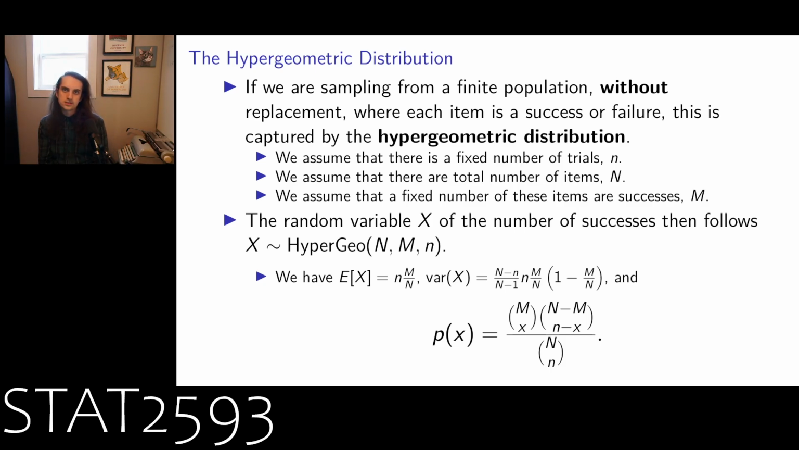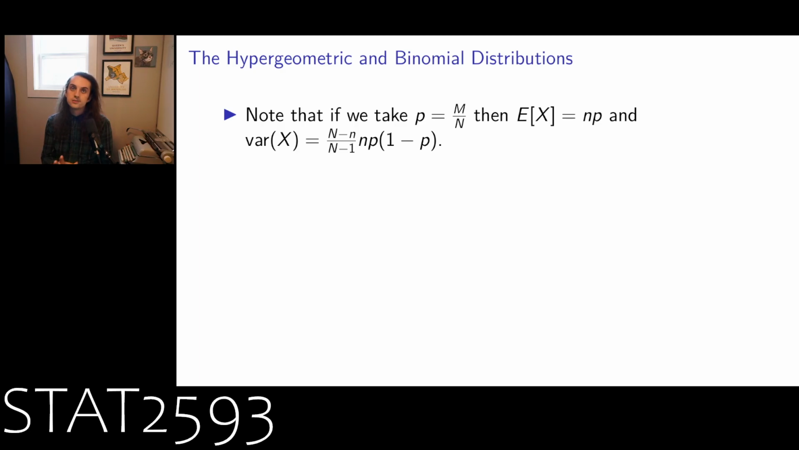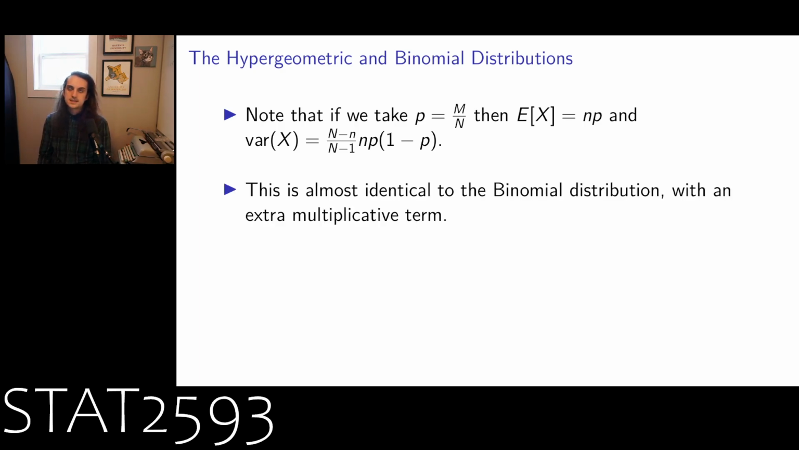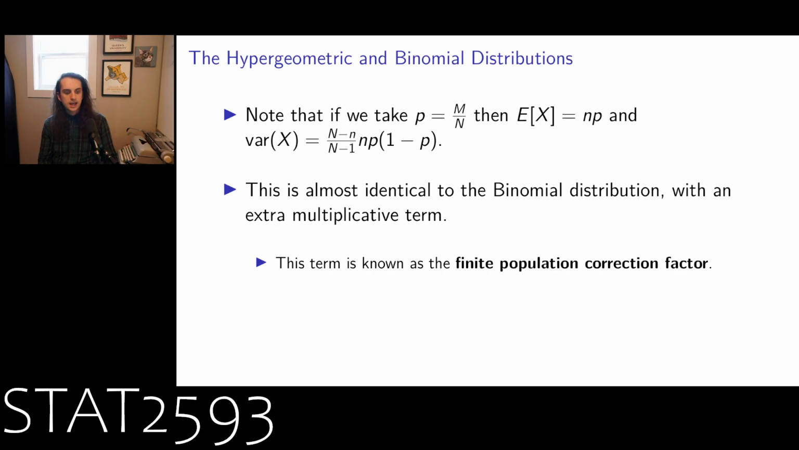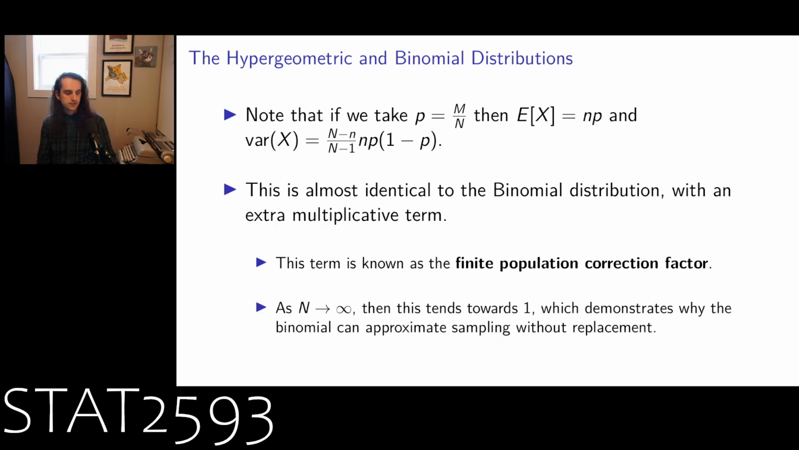So we have these closed form expressions, and we can use them anytime that we're sampling without replacement. Now, just to clarify my point about the relationship to the binomial distribution, note that if we take p to be m over n, then as we saw, the expected value is going to be n times p, and the variance is going to be that term out front times n times p times 1 minus p. This is almost exactly identical to the binomial distribution, except now we have this extra multiplicative term, and we call that the finite population correction factor.